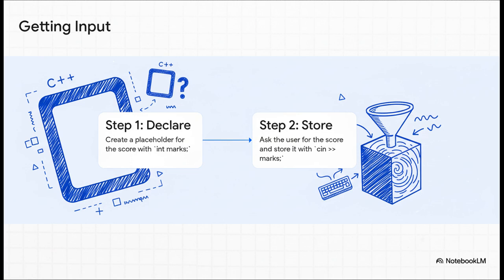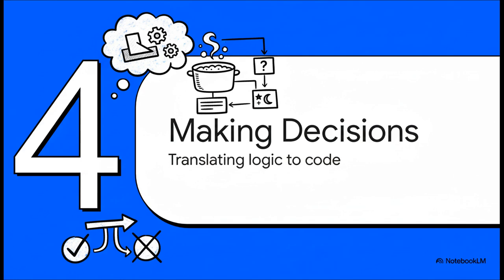And getting that input is a simple two-step dance. First, we create the box. We write int marks, which just tells the computer, hey, I need a spot to store a whole number. Second, we fill that box with cin >> marks. That tells the program to wait for the user to type something and then bam, put it right into our marks variable. Okay, we've got our ingredient. The score is safe and sound in our variable. Now we get to the heart of it all.